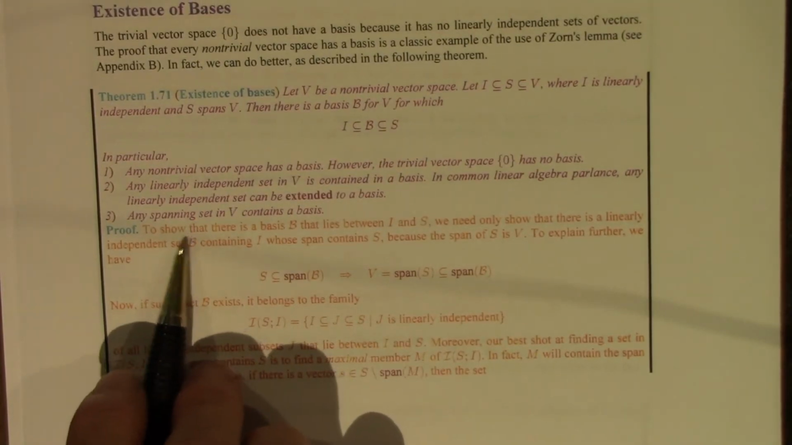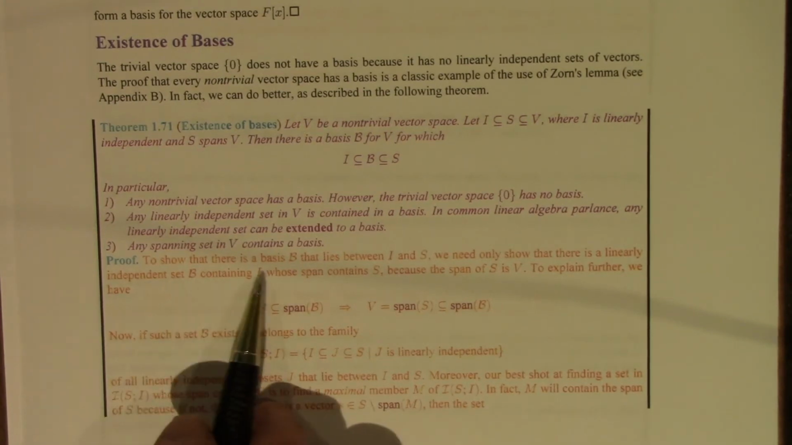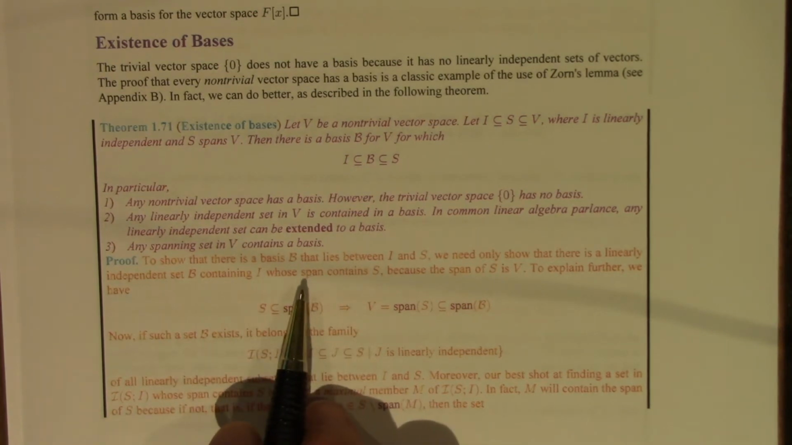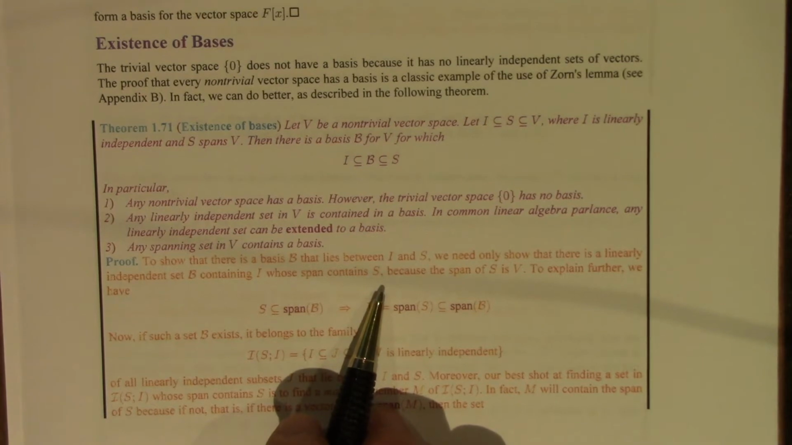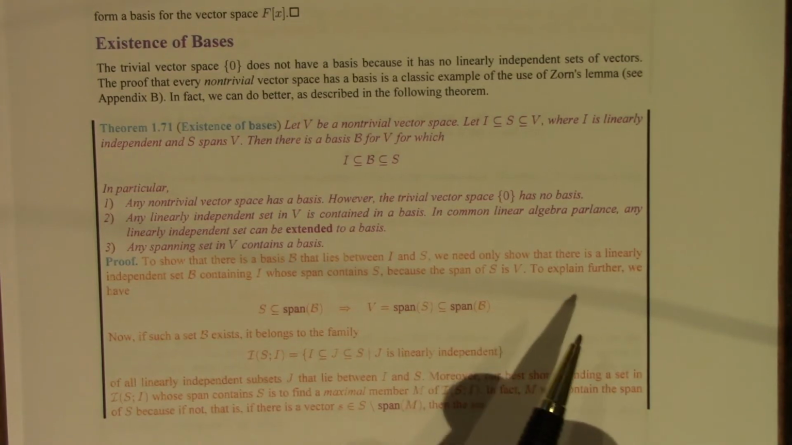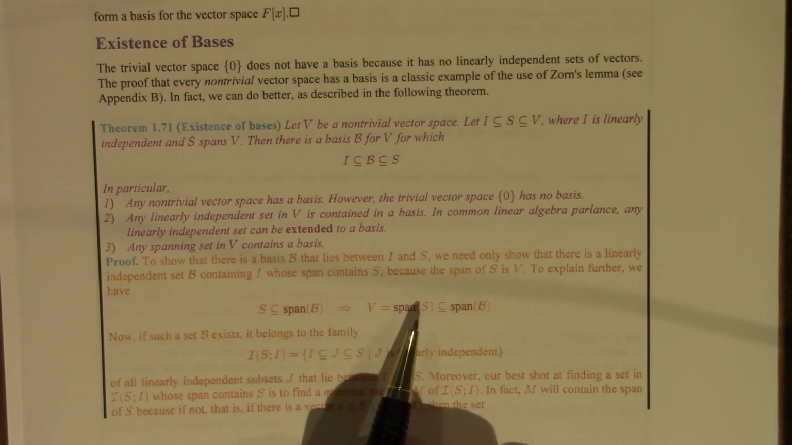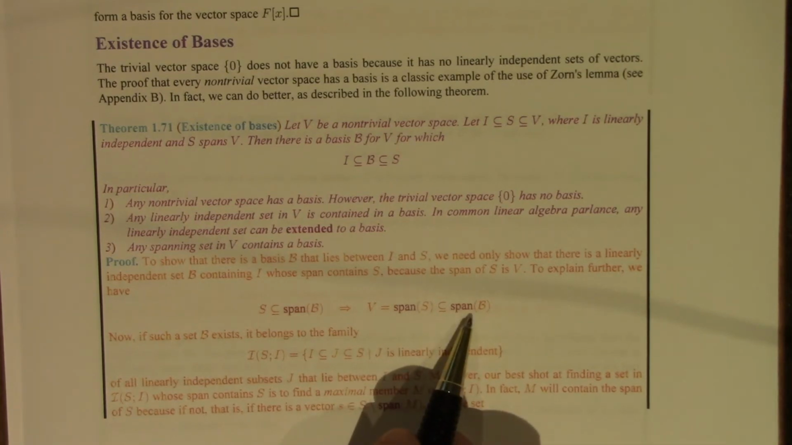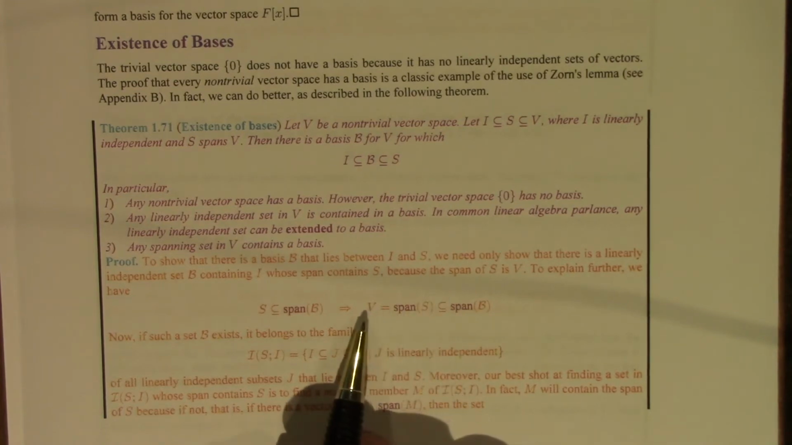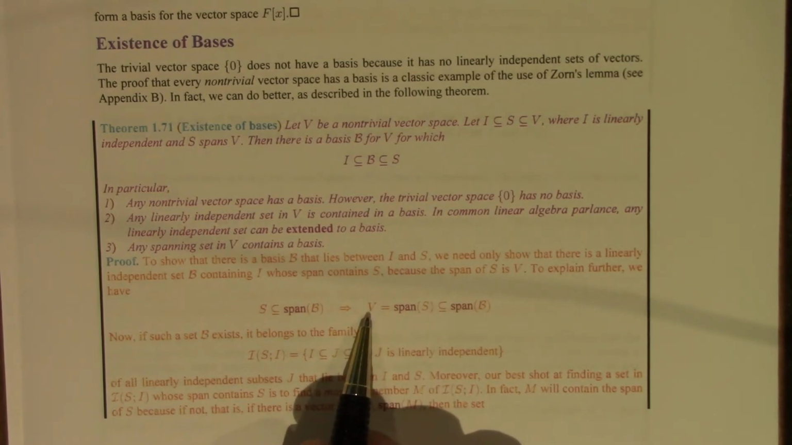As to the proof, to show that there is a basis that lies between I and S, all we need to do is show that there's a linearly independent set B containing I, whose span contains S, because the span of S is all of V. So, to be a little clearer perhaps, if S is contained in the span of B, then the span of S is also contained in the span of B. But the span of S is all of V, and so B also spans V and is therefore a basis.